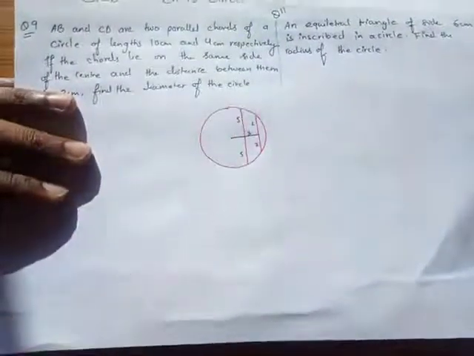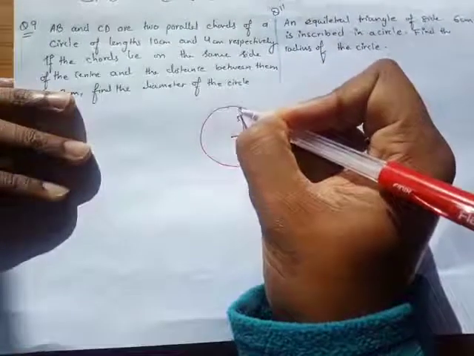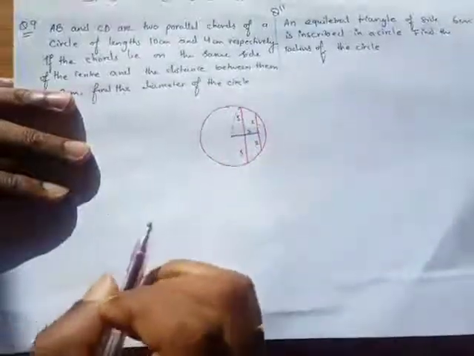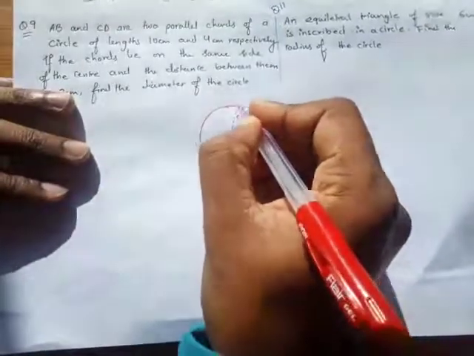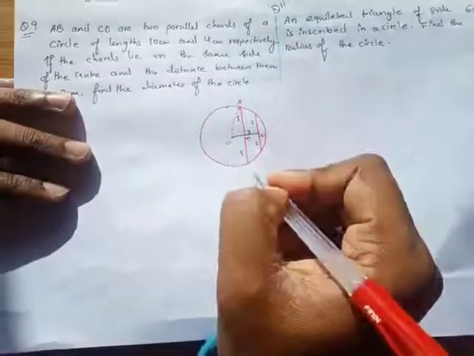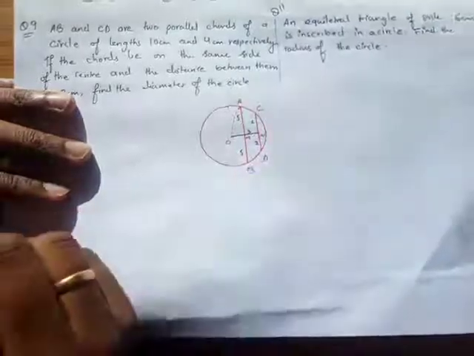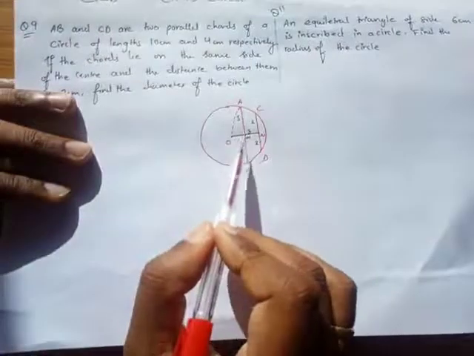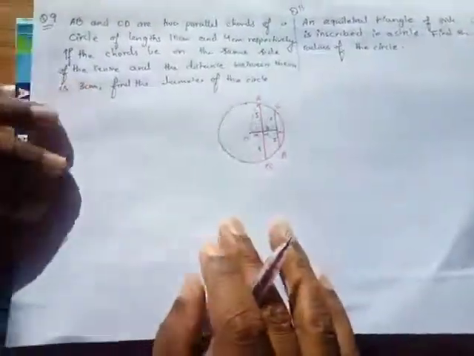Now I'll draw a dotted line and try making you understand that it is forming a right angle triangle. I can name this O, A, this can be M, this can be N, this is AB, and this is CD. Looking at triangle OAM, it's a right angle triangle, but I don't know this length, so I'm keeping this as x.